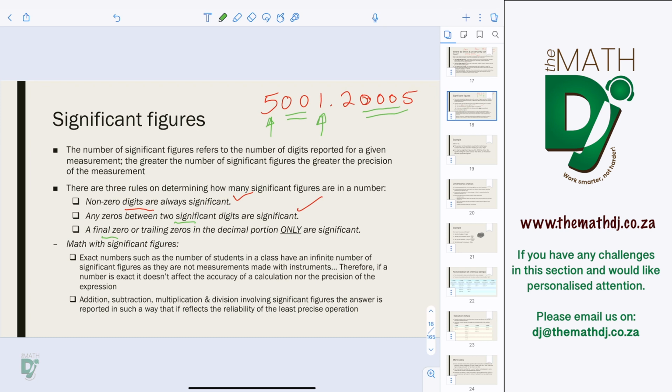Math with significant figures. Exact numbers such as the number of students in a class have an infinite number of significant figures, as they are not measurements made with an instrument. Therefore, if a number is exact, it doesn't affect the accuracy of a calculation nor the precision of the expression. If you are counting, which is not measured by a measuring instrument, the significance is infinite because there is no accuracy attached to any measurement.